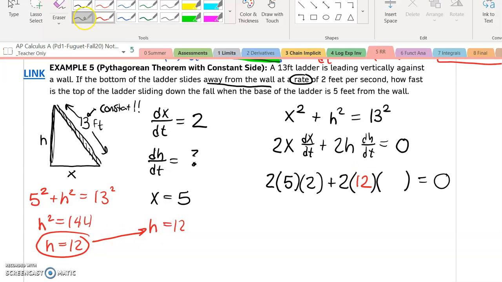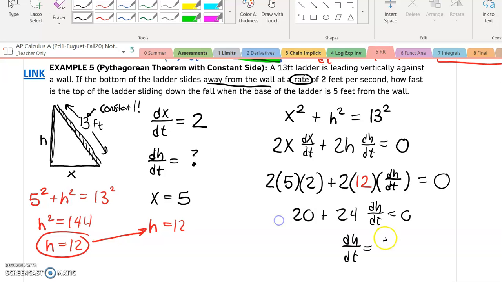So we now know this new snapshot value of 12 that I can plug in for h. Now we have our one unknown, which is dh/dt, and that was the thing we wanted to find. So 5 times 2 is 10, that's 20, plus 24 dh/dt. And when I solve this, I'll just fast forward. We'll subtract 20, divide by 24. So the answer is negative 20 over 24, or better known as negative 5/6.